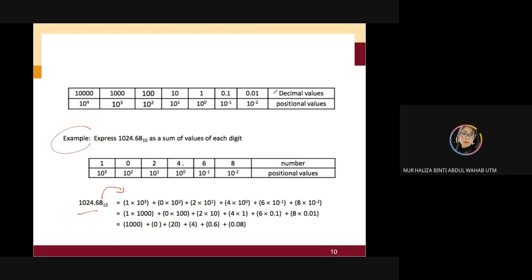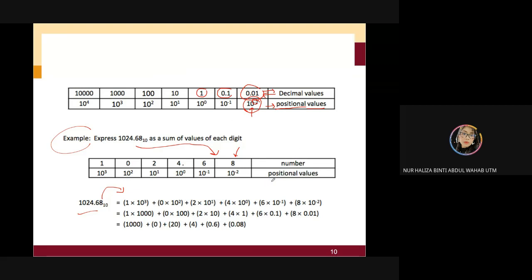In terms of decimal value, basically this is similar, which is 10 to the power of 2 in the positional value. This is how it's represented in the positional value. In terms of decimal value, this is basically the value for 10 to the power of 2. 10 to the power of 1, this is the value in decimal. 10 to the power of 0, the value in decimal is 1, and so on. So same goes here. You can see the number for this example. You put the number and you will have the positional value.